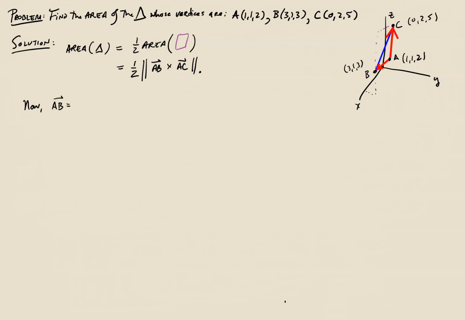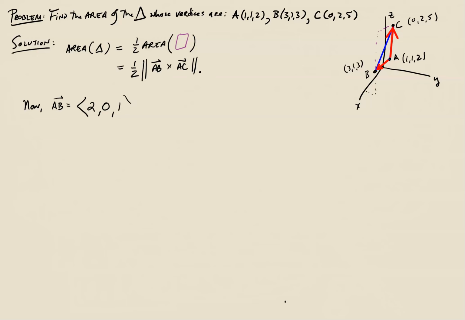Let's start with AB. So AB is this vector right here. We're going from (1, 1, 2) to (3, 1, 3). So I just have to think, all right, if I'm starting at point (1, 1, 2), what vector do I have to add on to get to (3, 1, 3)? From 1, I have to add on another 2. So the first component here is going to be 2. From 1, the second component, I stay the same. I don't have to add on anything. So the second component is going to be 0. And from 2, I have to add on 1 to get up to 3.